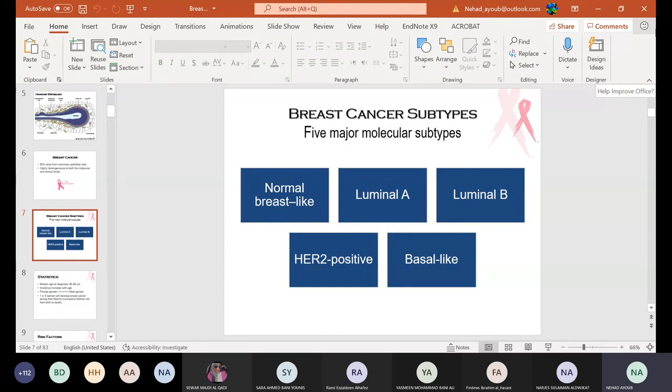Okay, in normal-like, it is a cancer subtype, but forget it because it is not very important for us.